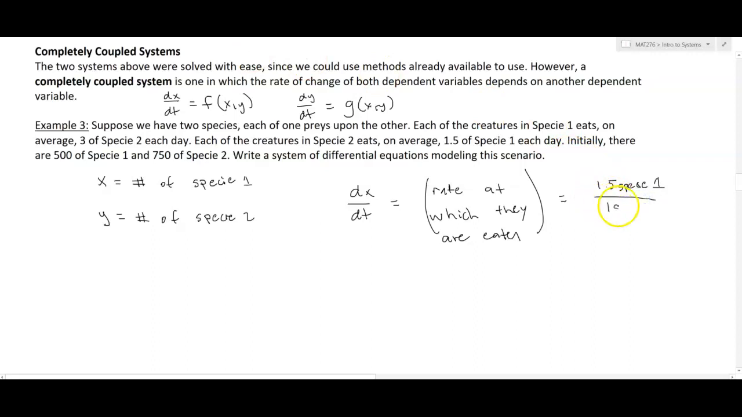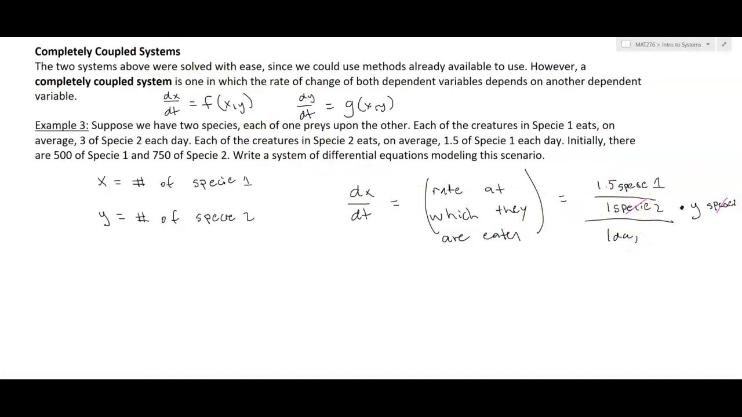So per one species 2, and that's for each 1 day. So that's how many of the first creature each of the second creatures will eat. But in order to end up with species 1 per day, which is what the units of dx dt should be, I have to multiply it by how many species 2 there are. Well, there are y of them. At any moment there are y species 2. And so now when I multiply those together, I get the rate of change of species 1 per day.